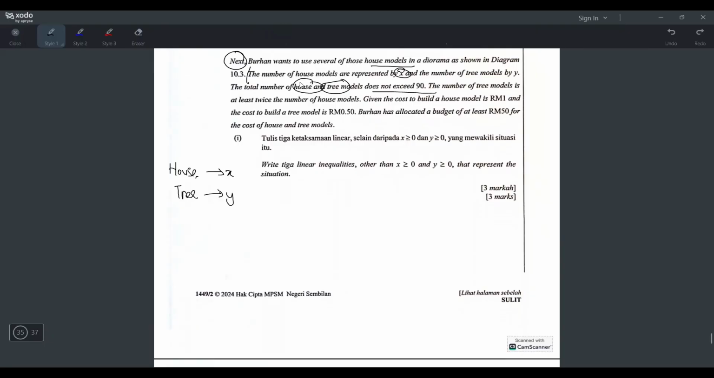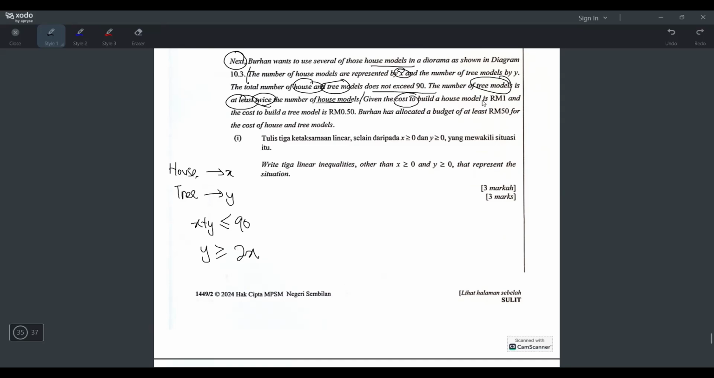I can already write the first one. The total number of models does not exceed 90, so X plus Y does not exceed, meaning smaller or equals 90. That's the first one. Next, the number of tree models is at least twice the number of house models. Tree models is Y, at least means bigger or equals, twice the number of houses, so 2 times X. That's our second inequality.